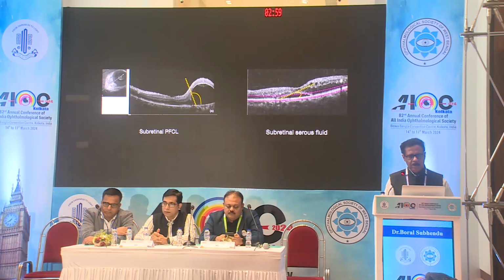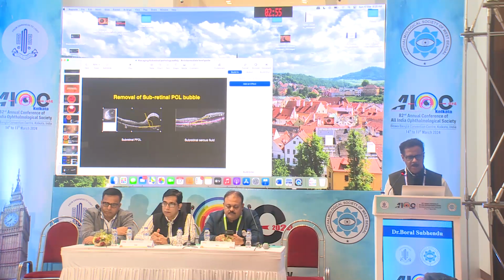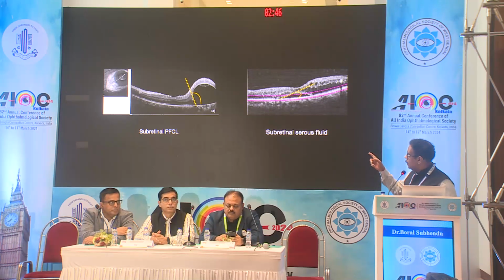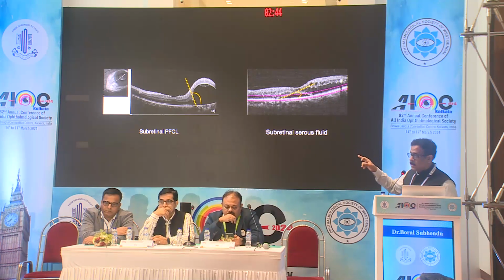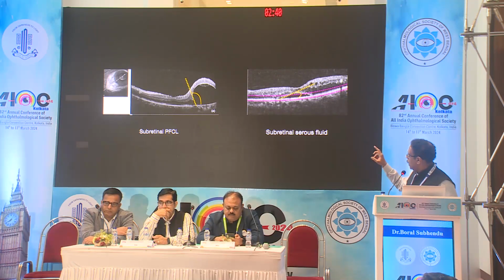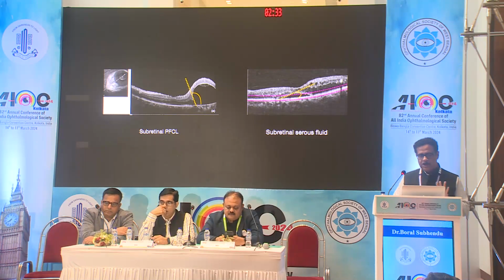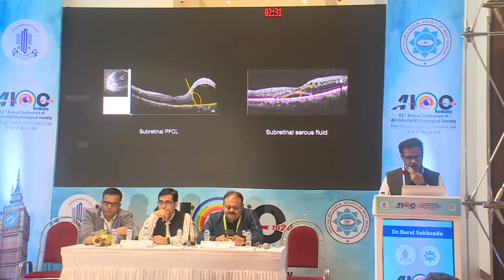When this bubble makes some kind of angle with this line, you can see it here. I don't have the pointer. You can see the angle is more than 90 degrees in a subretinal PFCL case, but it should be an acute angle when subretinal serous fluid is present. So this is how we differentiate whether it is subretinal PFCL or subretinal fluid. This is called angle kappa.